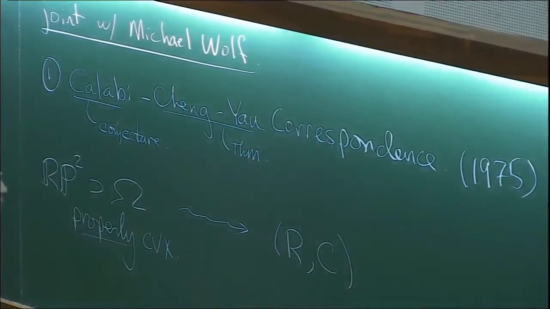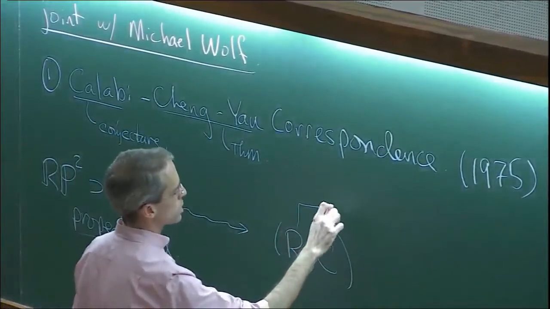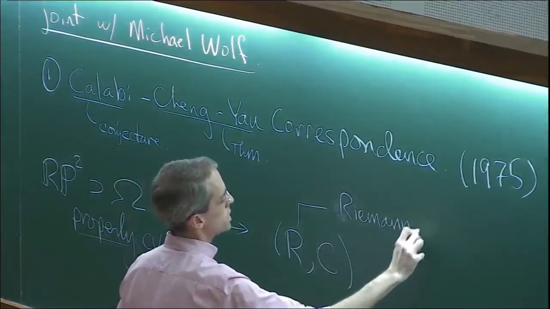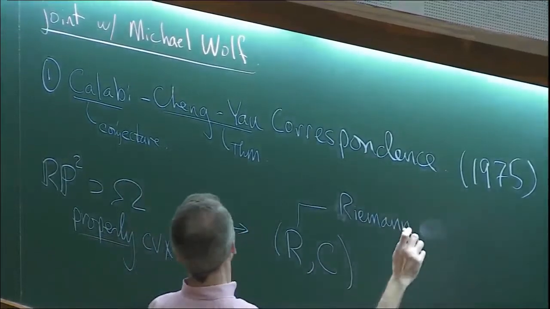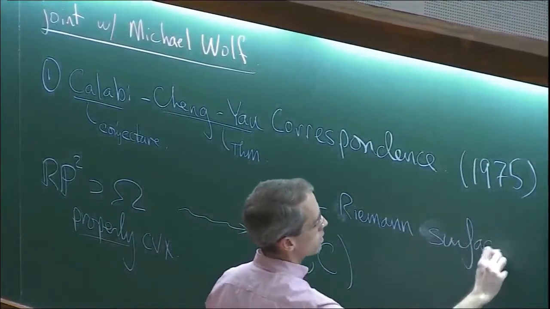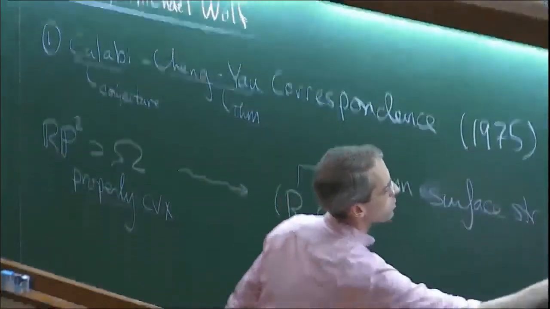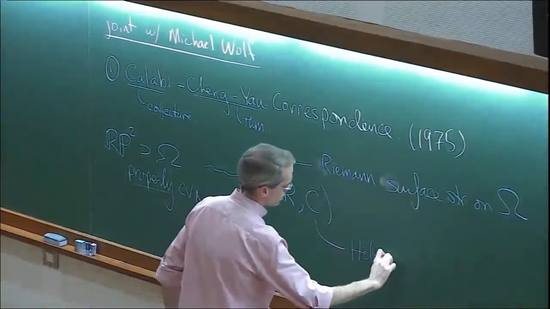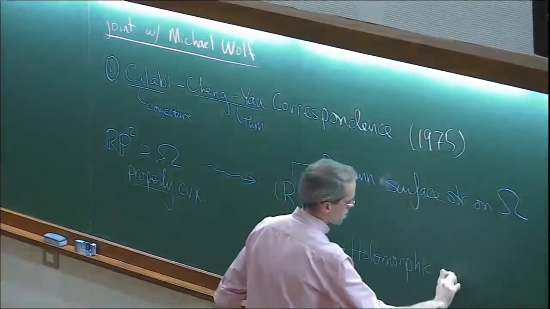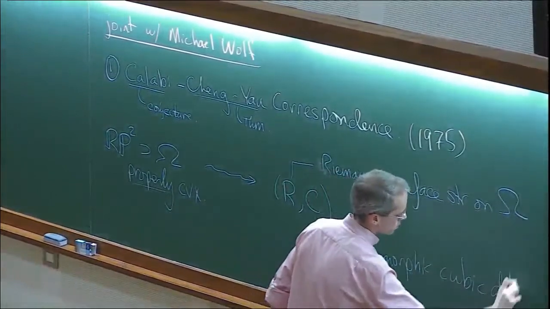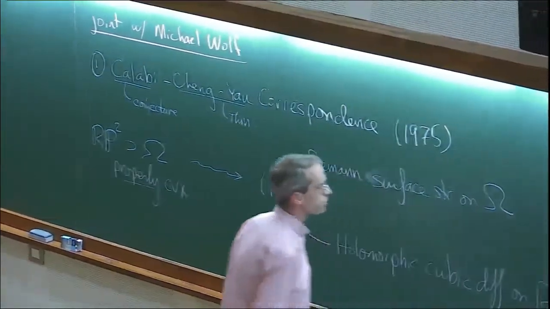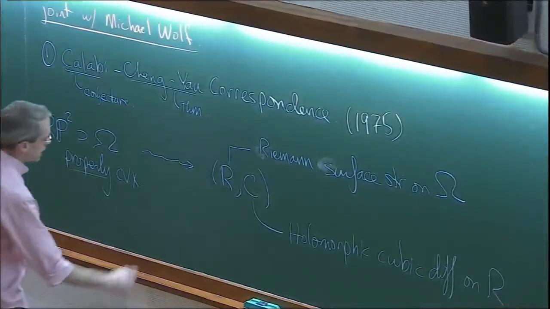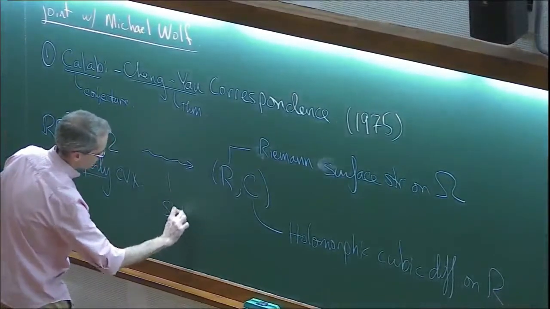R and C, where R is a simply connected Riemann surface. In fact, it's more than that. It's a Riemann surface structure on omega. And C is a holomorphic cubic differential on the Riemann surface R. What interests me very much about this construction is that it's projectively natural.